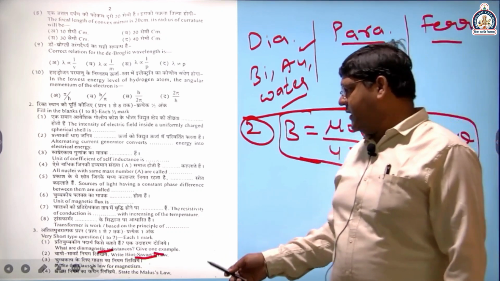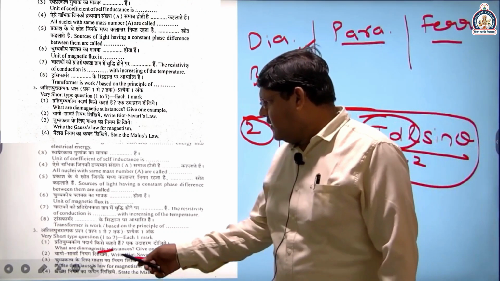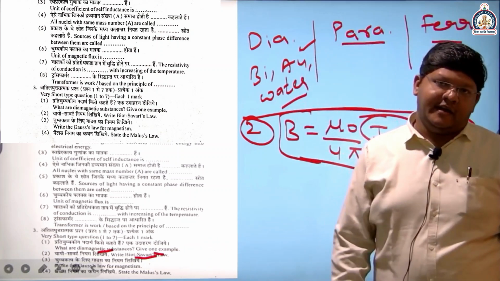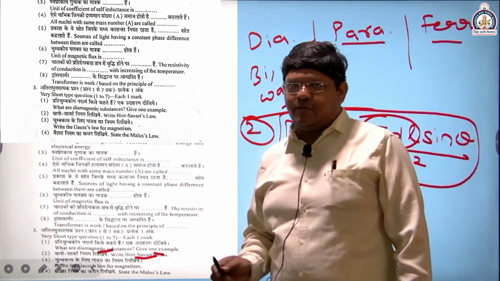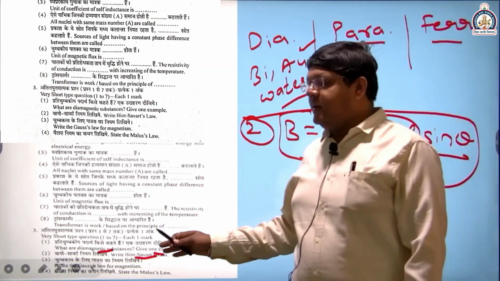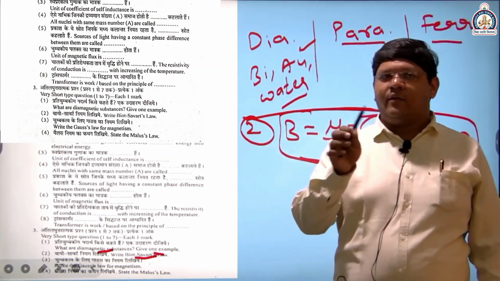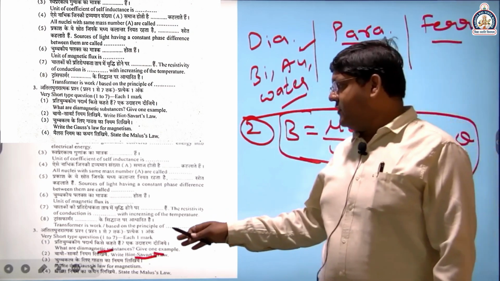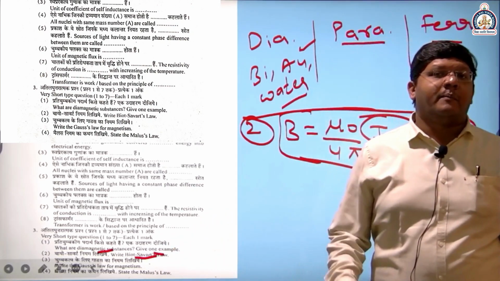Moving to the next question: write the Gauss law for magnetism. This is a slightly tricky question and kind of a JEE NEET target question. Generally the Gauss law for electrostatics is well known to students, but in this examination it is asked about the Gauss law for magnetism.